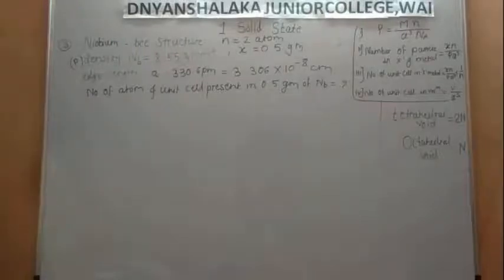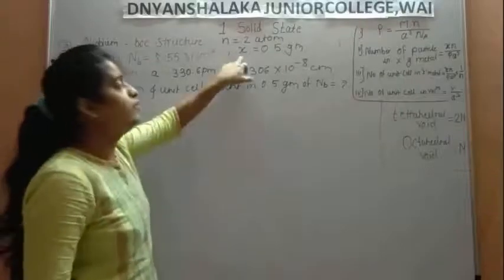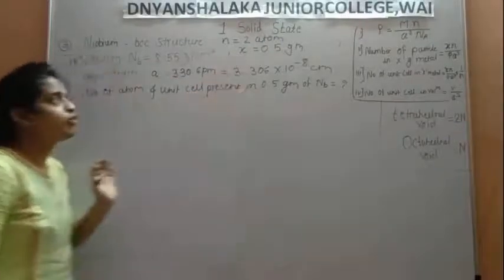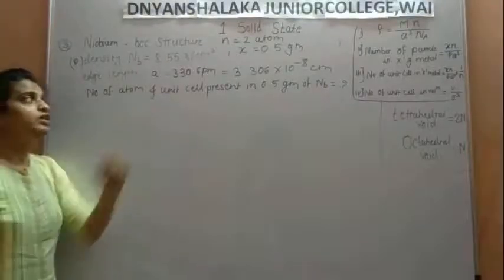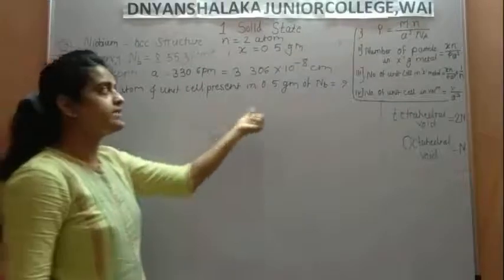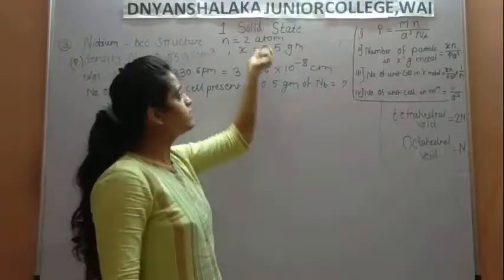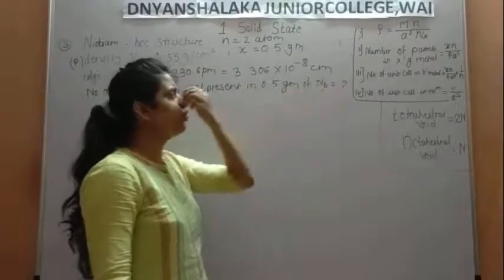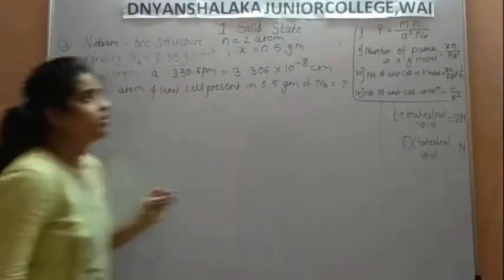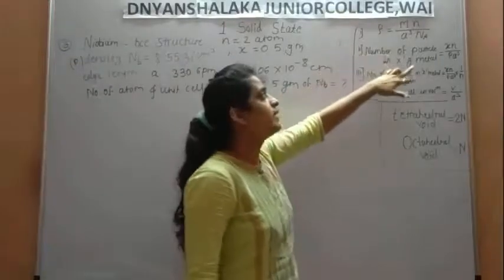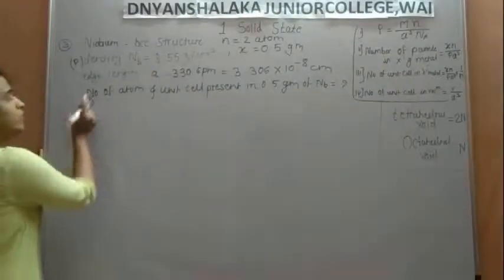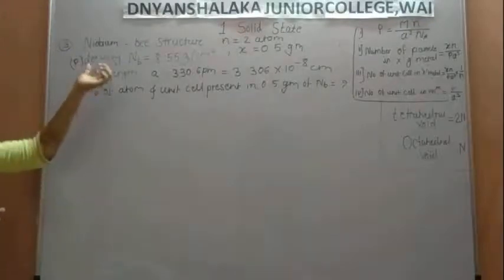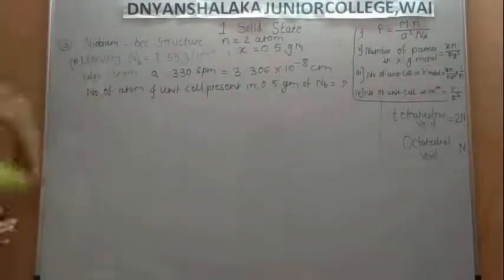3.306 into 10 raised to minus 8 centimeter. And x gram of metal, where the x value is given as 0.5 gram, and we have to find out the number of atoms and the number of unit cells present in x gram of metal. So x means 0.5 gram and the metal is niobium. So we have to find these two: the number of particles in x gram of metal and the number of unit cells in x gram. So we write the given values. We already wrote the given values.